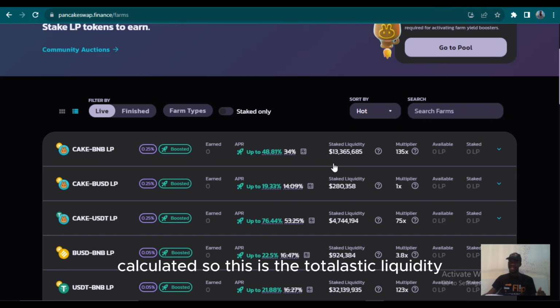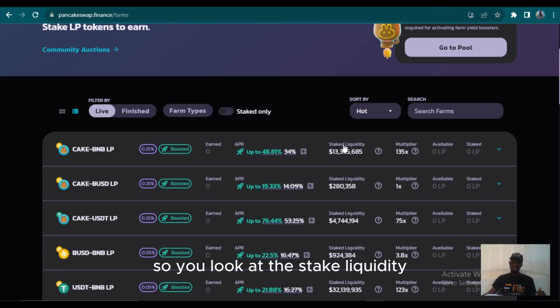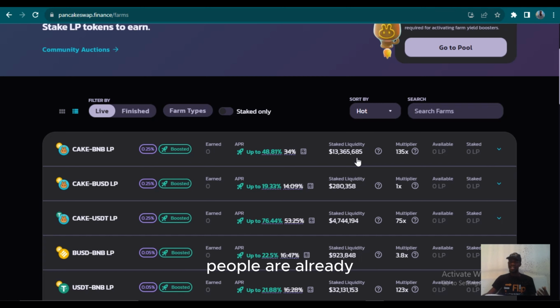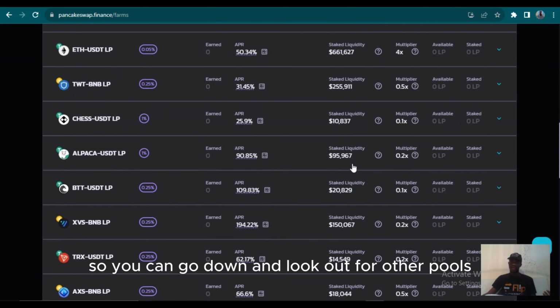This is the total staked liquidity. This is one thing to look out for when adding your money to a particular liquidity pool. You look at the staked liquidity, how much cash has been invested in this particular pool. So I have $13,365,685 already in this pool. That means a lot of people are already in this particular pool investing and making lots of money. So you can go down and look out for other pools.